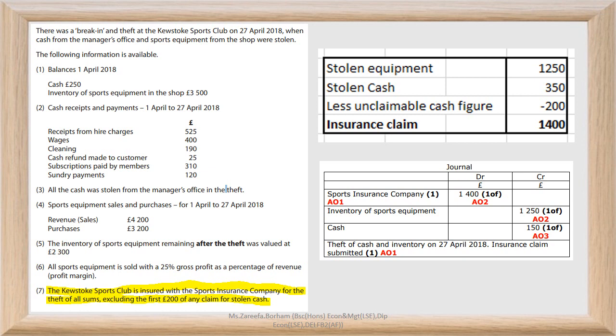Next, this claim is to compensate the stolen inventory of cash and sports equipment. Thereby, we have to credit both sports equipment inventory and the cash account. The narrative will be the submission of insurance claim for theft of cash and insurance on 27th of April 2018.